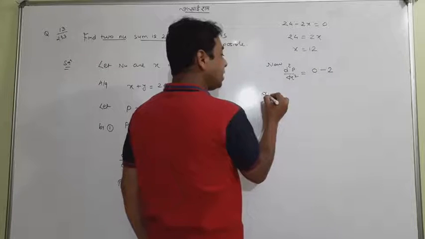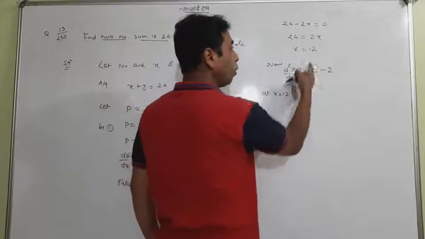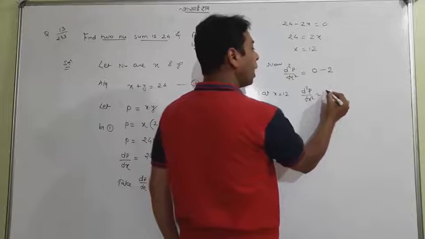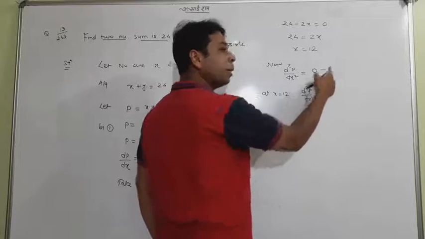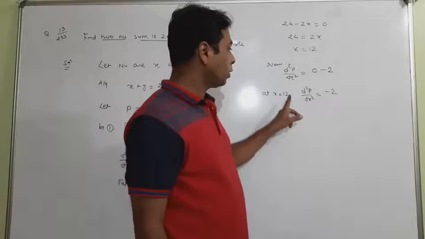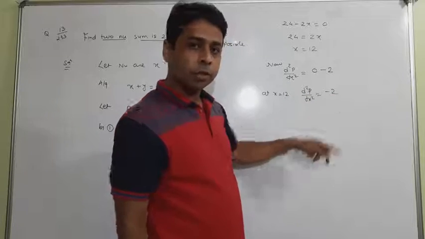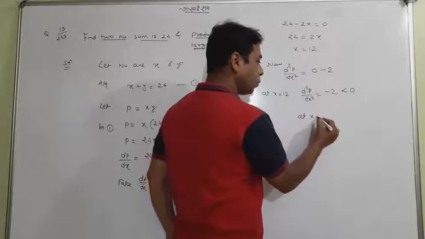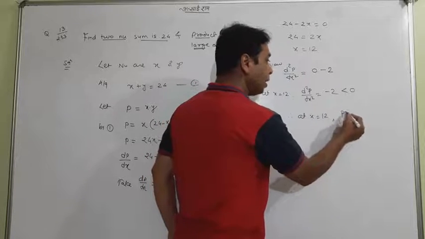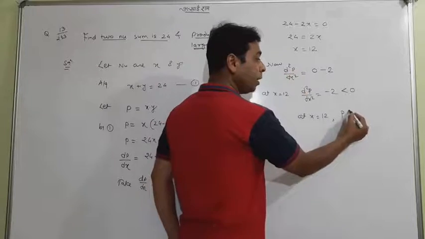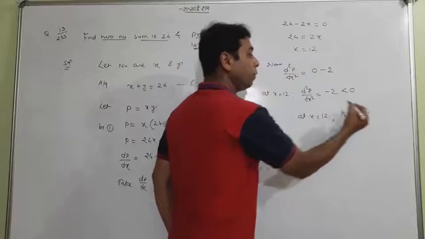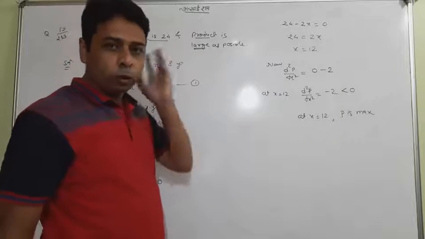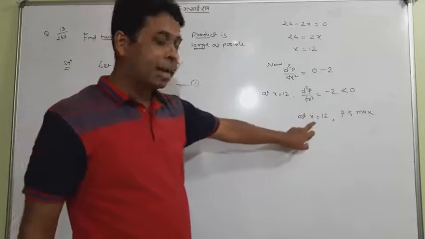So at x equal to the critical point, when I put here d square p by dx square, I will get a minus 2 because it is independent of x. Whatever the value of x, it is the same answer, minus 2, which is less than 0. So we say that at x equal to 12, p is maximum, which is to show. So we have shown now that p is maximum at x equal to 12.